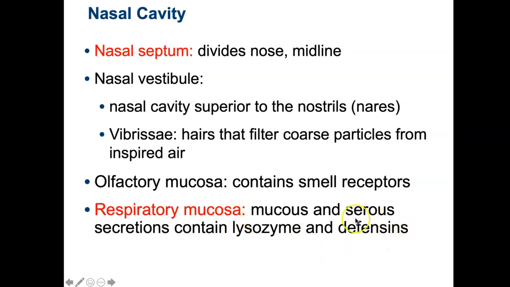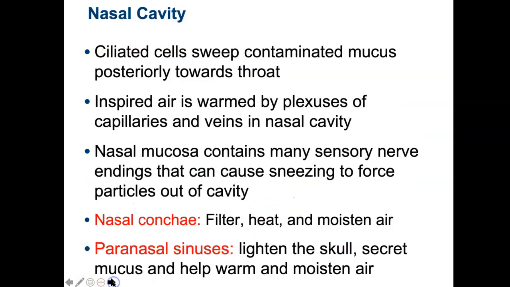Specifically, you might remember these terms, that in our respiratory mucosa, we have lysozymes and defensins. This is kind of our first line of defense. You remember that inherent or passive line of defense, and mucous membranes were one of the ones that we discussed. So we know the nasal cavity has cilia. They're going to sweep. We also have mucous membranes, which are going to produce a sticky secretion to trap any particles that we happen to be breathing in.